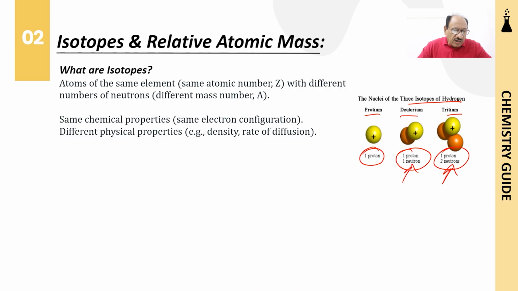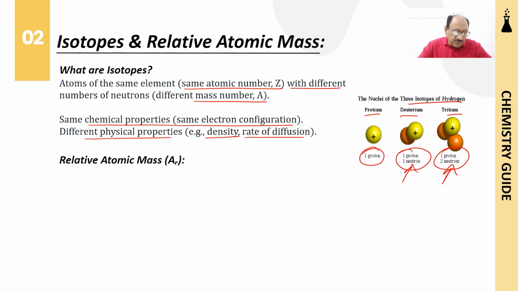So we can define isotopes as atoms of the same element with the same atomic number, which is represented by Z, with a different number of neutrons, that is, the mass number will be different. They have the same chemical properties, because the electronic configuration will be the same. Chemical properties are based on the outermost shell. So that's why chemical properties will not differ in the case of isotopes, but the physical properties which depend upon the mass will be different. What are those physical properties? Like density and rate of diffusion, they will be different.